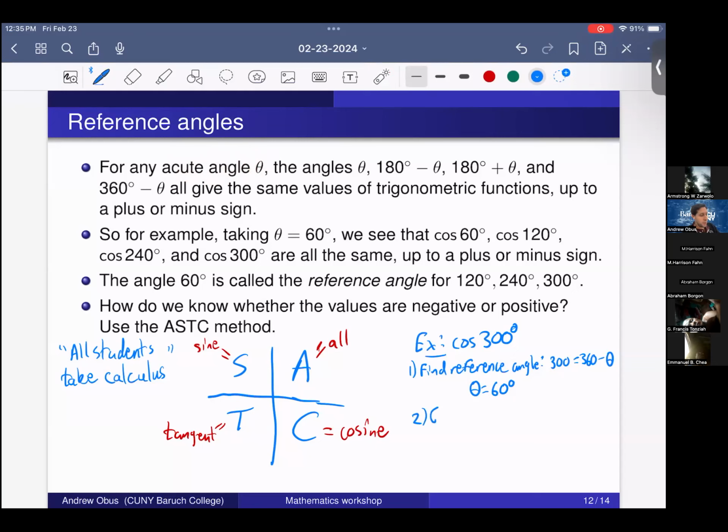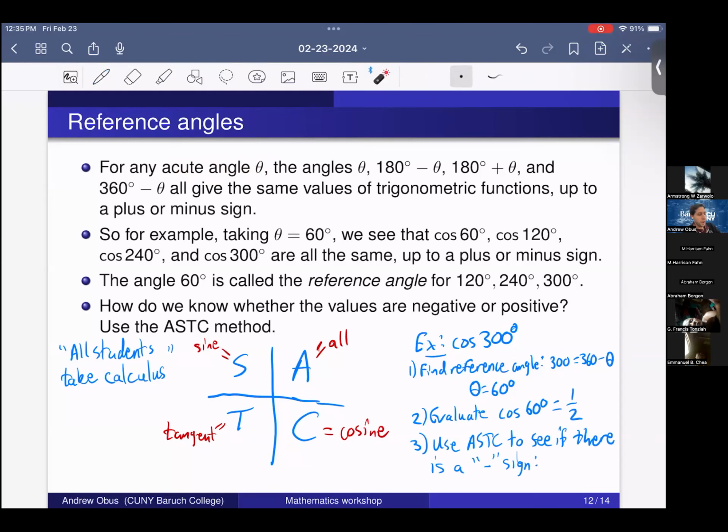Number two, evaluate cosine of 60 degrees. This we remember from our table. This turns out to be 1/2. And then three, we use ASTC to see if there is a minus sign.